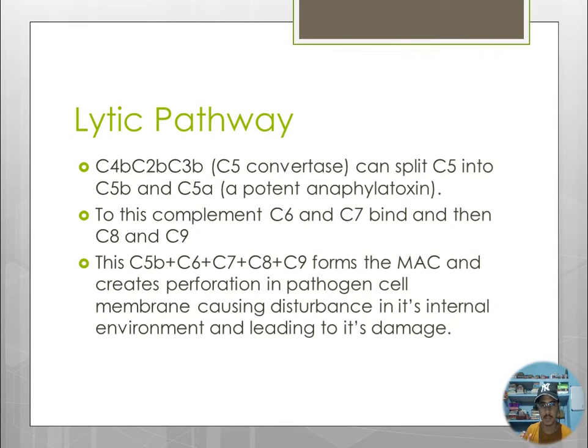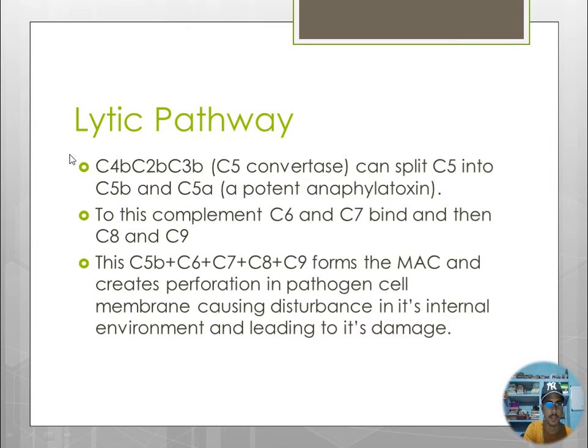Now once C3b gets activated and C3a separates from C3, and C3b binds to the C2a, C3b then activates C5, which further gets cleaved into C5b and C5a. Now to this C5b bind C6 and C7, and then C8. In the last tail of this whole complement cascade, C5b, C6, C7, C8 and C9 all form the membrane attack complex, and these bind to the cell membrane of the pathogen and create pores in it.